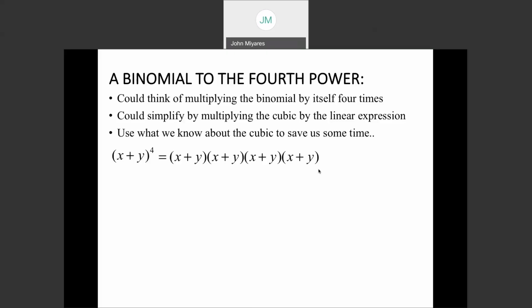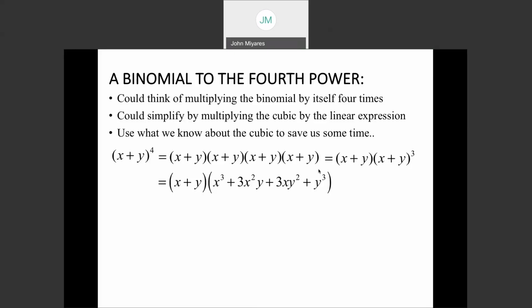By definition, it is x plus y multiplied by itself 4 times. Or you could look at it as x plus y times x plus y quantity cubed. We just evaluated x plus y cubed as x cubed plus 3x squared y plus 3xy squared plus y cubed. So now we want to distribute here just like we did with the cubic, first taking x times everything on the right, then y times everything on the right.